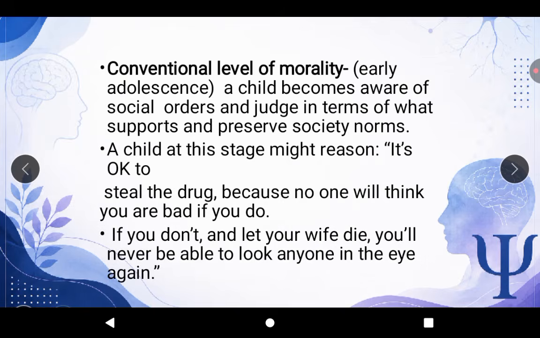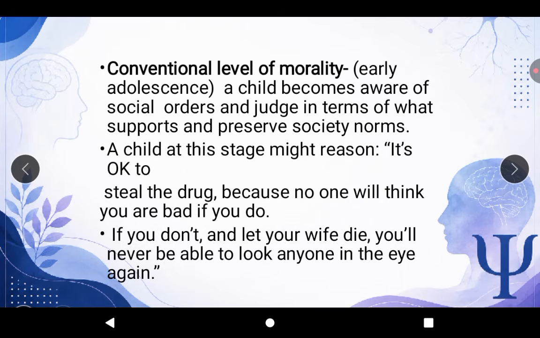So aside from looking at the pre-conventional levels of morality, we have also what are known as the conventional levels of morality. For pre-conventional levels of morality, we said it is about the child developing from the prenatal stage to the time they are born. But with conventional levels of morality, we are now trying to understand the behavior of this particular child during the early adolescence stage. So a child becomes aware of the social orders and also judges in terms of what supports and preserves society norms. So this is where a child now is able to understand and judge that this is right, this is not right, this is allowed by the society, this is not allowed by the society.